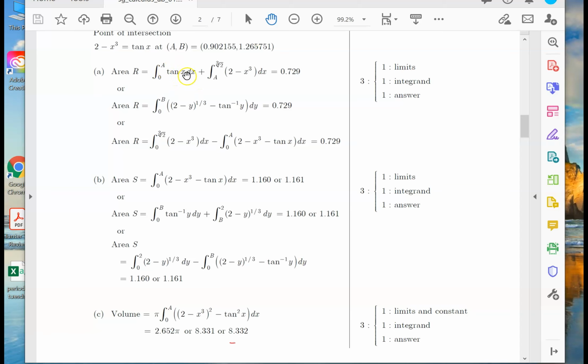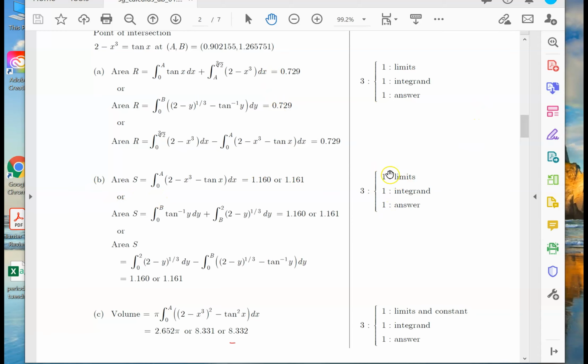the x coordinate of this point of intersection. And then you could take the integral of 2 minus x cubed, that was sort of the right side, from that point a to the x-intercept of the 2 minus x cubed graph, which was the cube root of 2. So you could go from a to that number of 2 minus x cubed, and then just add those two areas together, and that also would get you to the 0.729 that this integral does. So just another option for part A.